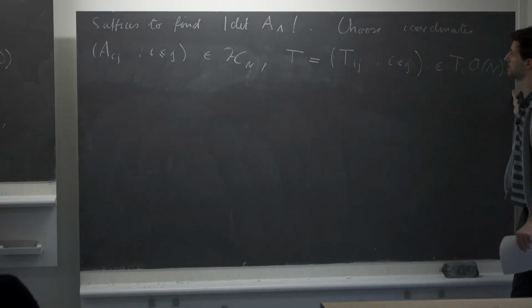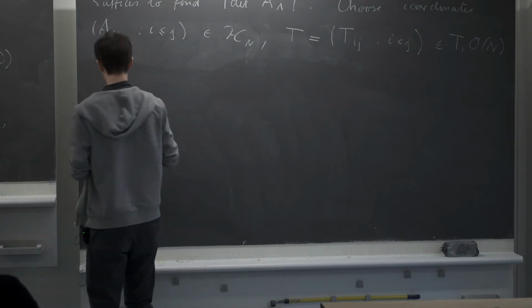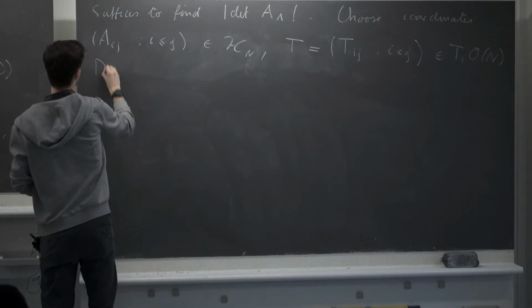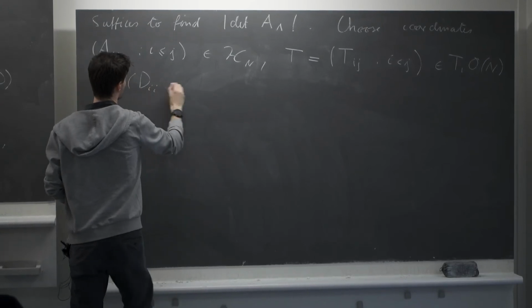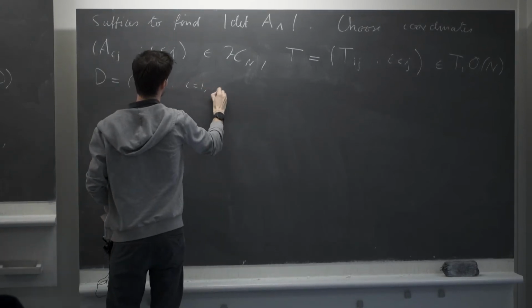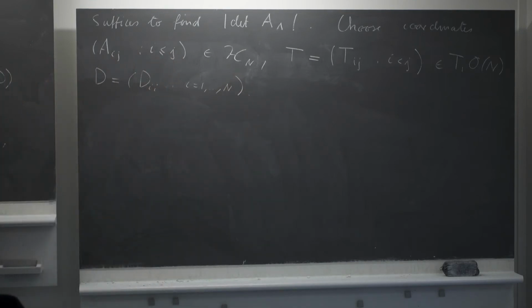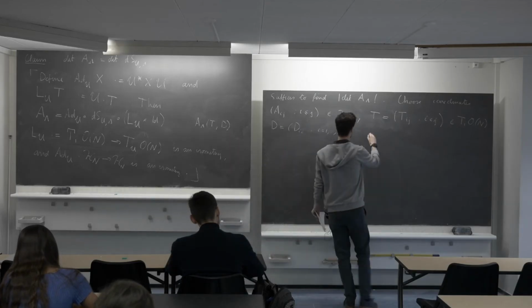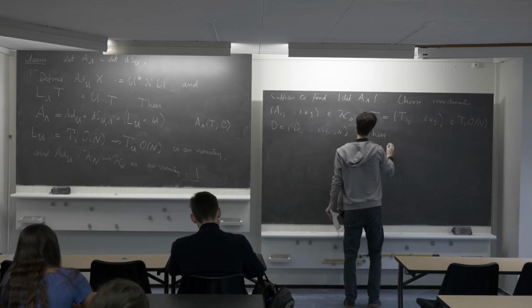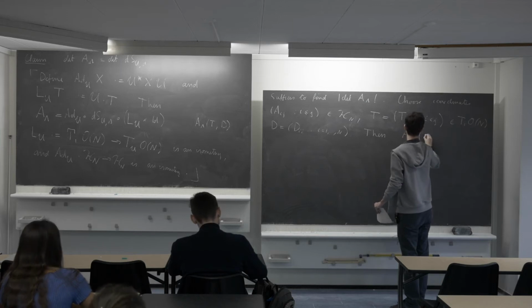So these are my coordinates for T, and D, of course, is my matrix D, which is diagonal, so that has the obvious diagonal coordinates. Okay, so then let's compute, and this is the crux of this whole computation.